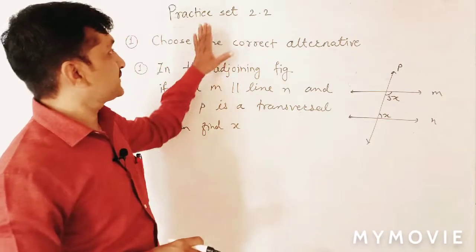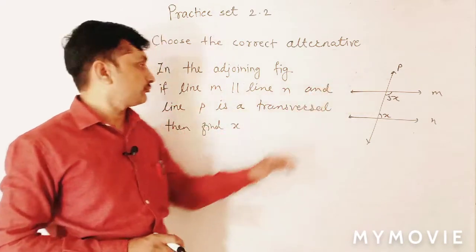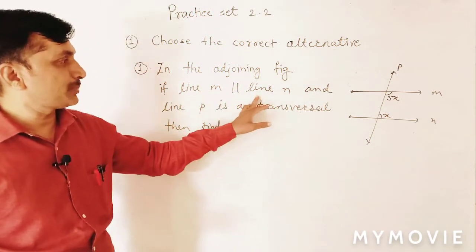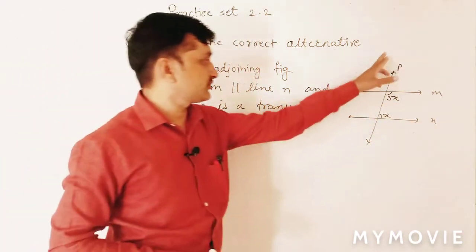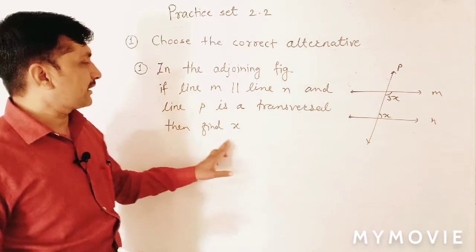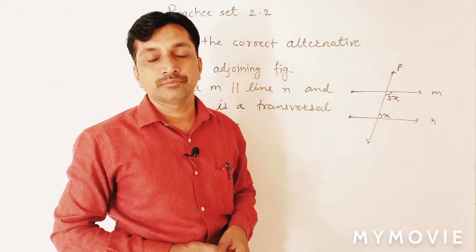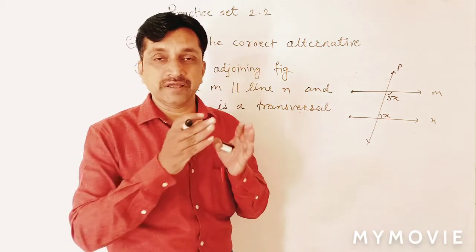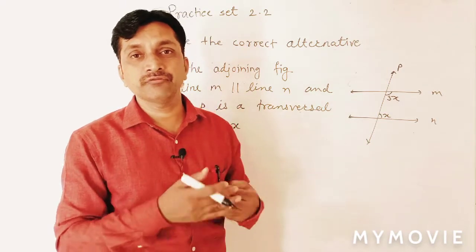Let's start practice set 2.2. The first question is: choose the correct alternative. First example: in the adjoining figure, line M is parallel to line N. These two lines are parallel, and B is a transversal. Then find X. Here measures of some angles are given. But for that we have to identify which type of angles these are. Are these angles corresponding? Are these alternate? Are these interior? Then we can use the property.